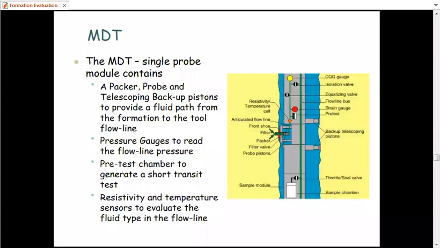The basic tool module contains a packer, probe, and telescoping backup pistons, and also has pressure gauges and temperature gauges and downhole fluid testing chambers, and also resistivity and temperature sensors to evaluate the fluid type in the flow line.